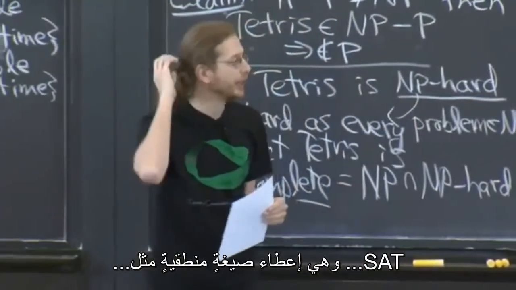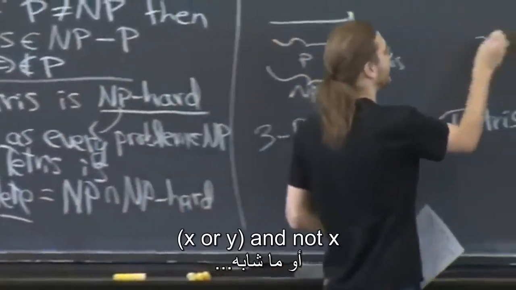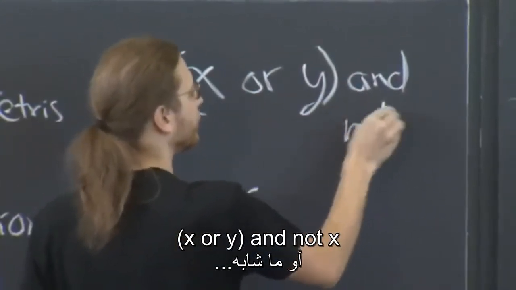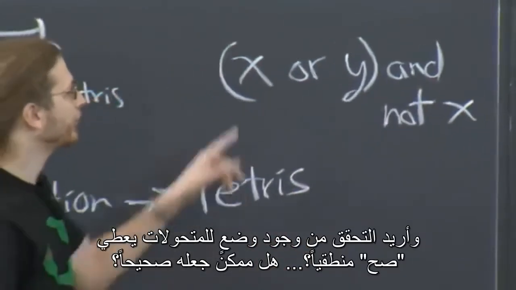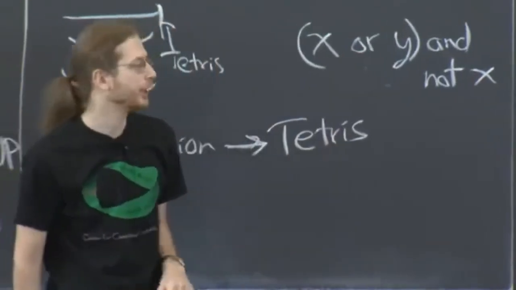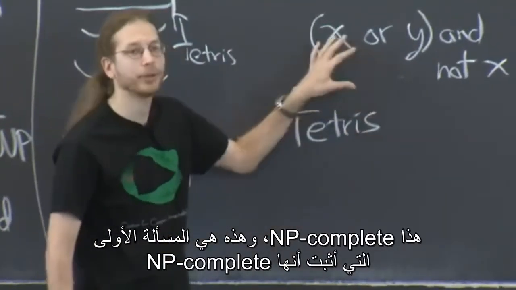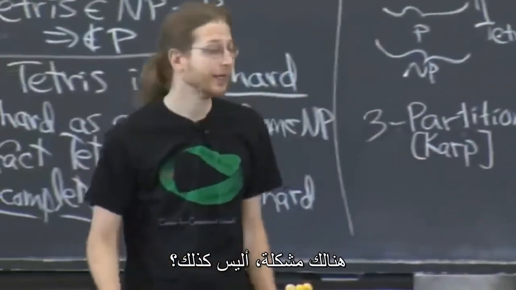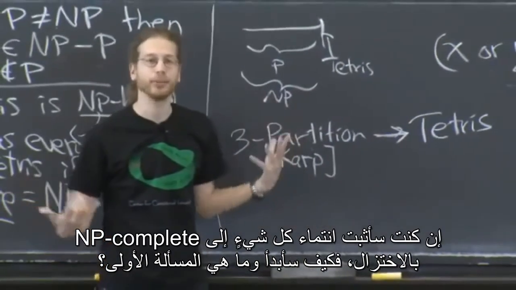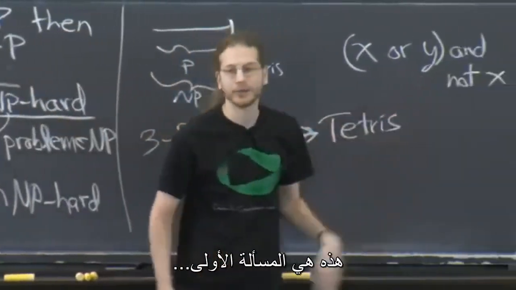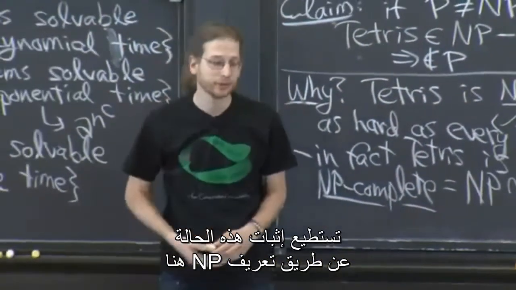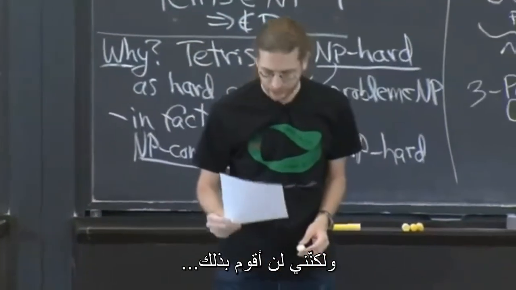SAT. I give you a Boolean formula like x or y and not x, something like that. I want to know, is there some setting of the variables that makes this thing come out true? Is it possible to make this true? That's NP-complete. This was actually the first problem that's shown NP-complete. There's this issue, right? If I'm going to show everything's NP-complete by reduction, how the heck do I get started? What's the first problem? And this is the first problem. You could sort of prove it by definition almost of NP here. But I won't do that.